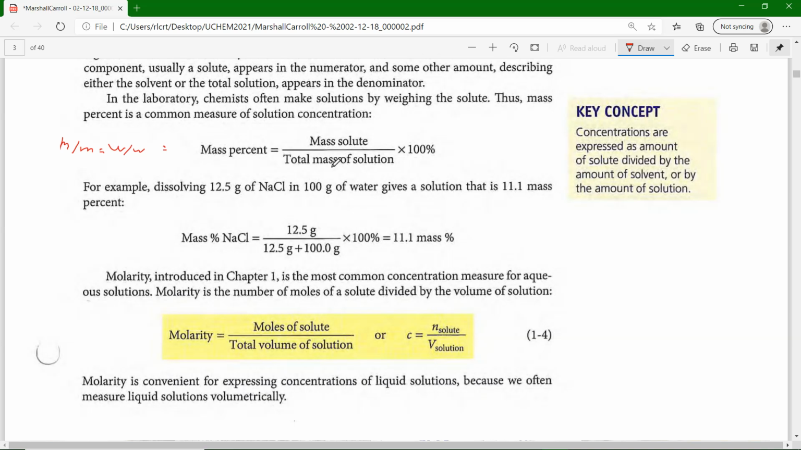Molarity, we've seen that before, is the most common concentration for aqueous solutions. Now, it is temperature dependent, so that's why molality is actually technically a better choice, but molarity is used a lot.